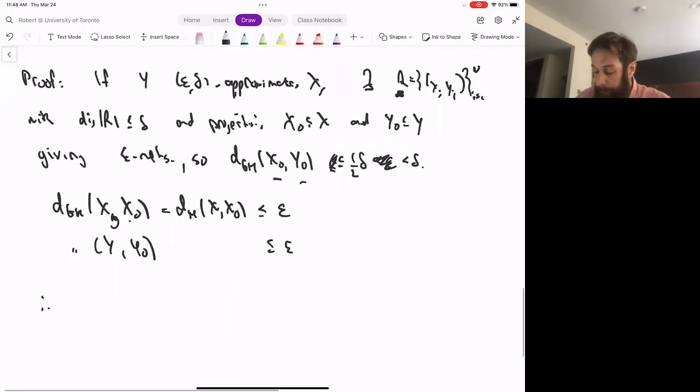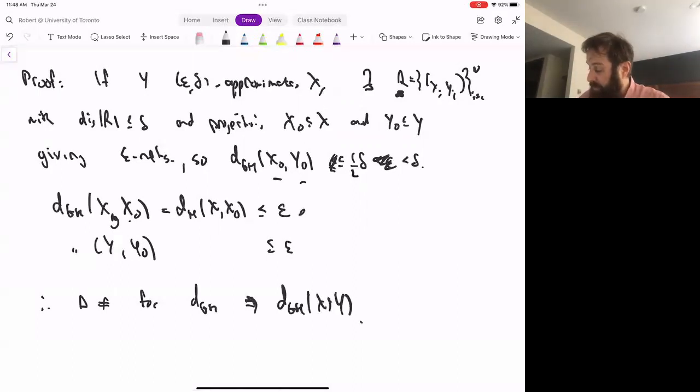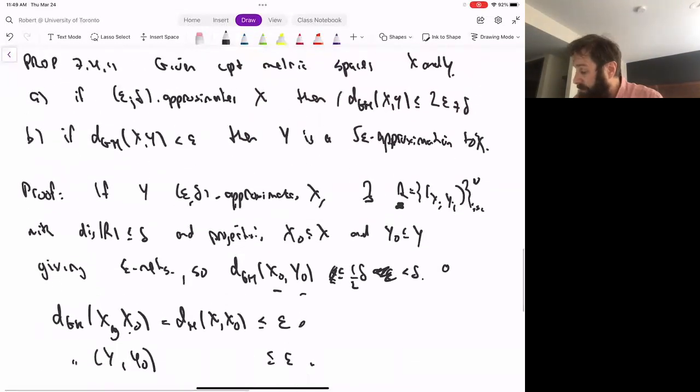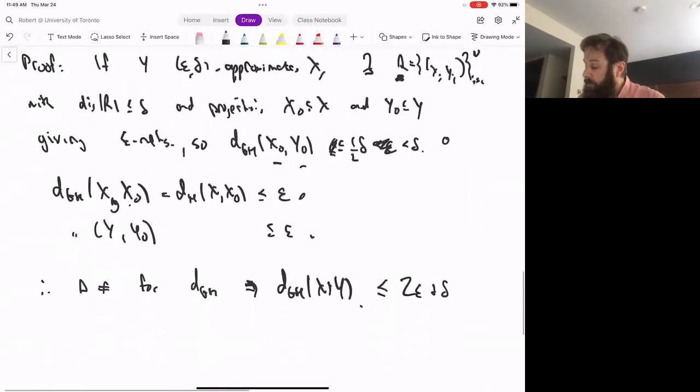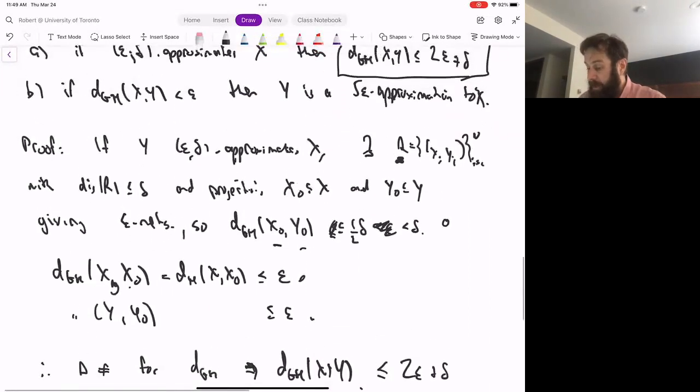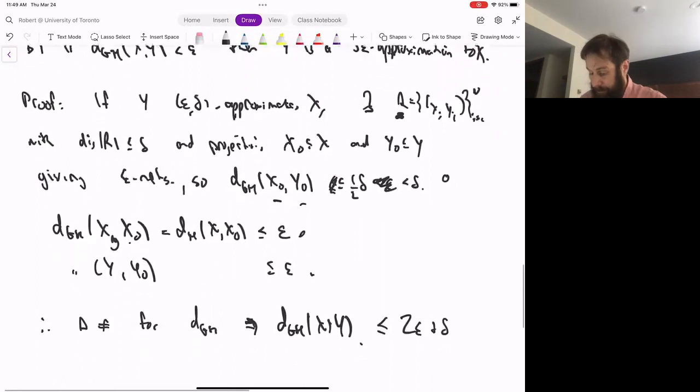And so by the triangle inequality established last class for Gromov-Hausdorff distance, the triangle inequality for d_GH now implies d_GH of X to Y is less than this plus this plus this. So that's the 2 epsilon plus delta. And that's part A.